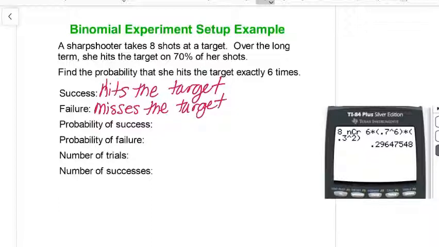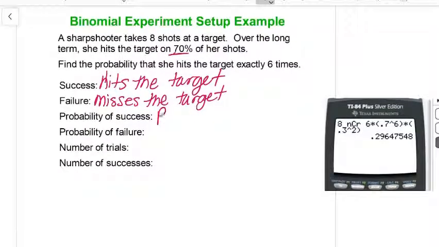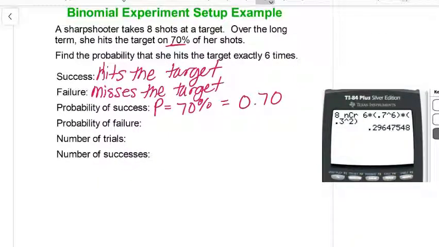The probability of success, since she hits the target 70% of the time, that's going to be our P, that's 70%, and that's 0.70 as a decimal. Probability of failure, that will be our Q. So if she hits the target 70% of the time, she's going to miss it 30% of the time. Or you can find that Q is the same thing as 1 minus P, so 1 minus 0.7 is 0.3. So we got our P and our Q. Number of trials, that's our N.